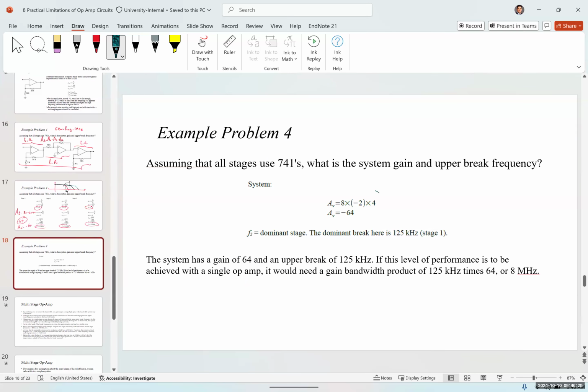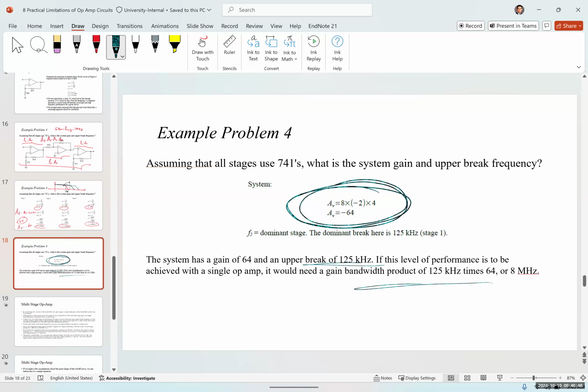So as mentioned, the total overall gain is going to be negative 64, which is much higher than any single stage. But the break frequency is going to be 125, which is the cutoff frequency of the stage with the lowest cutoff frequency. Doesn't it ever have a lower break frequency as well?